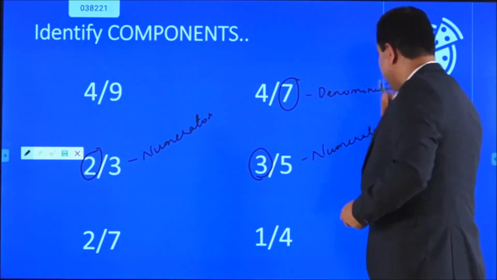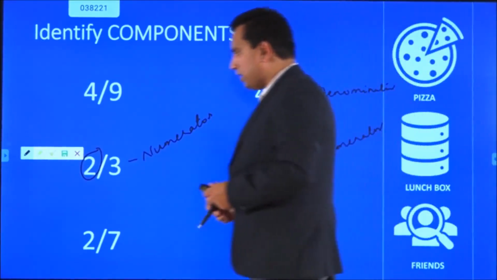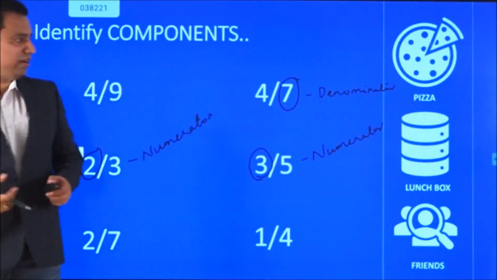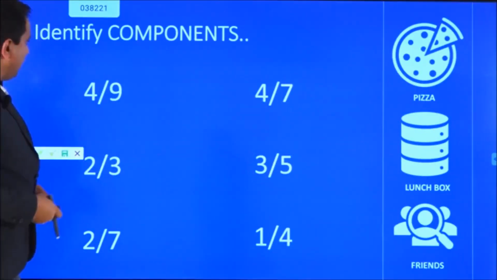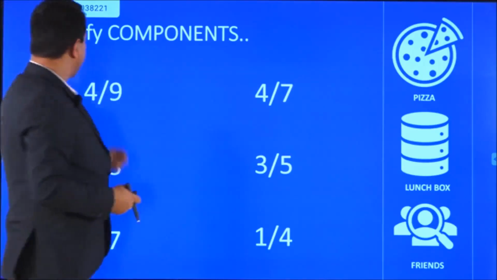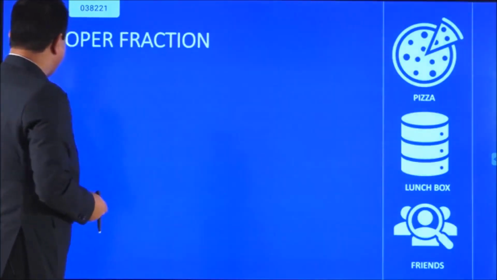So that's pretty much very clear to each one of you. Now you have understood what's a numerator and what's a denominator, right? Very good. Wonderful. Now let's try to see what is a proper fraction.